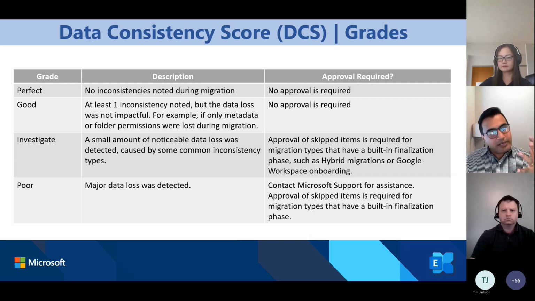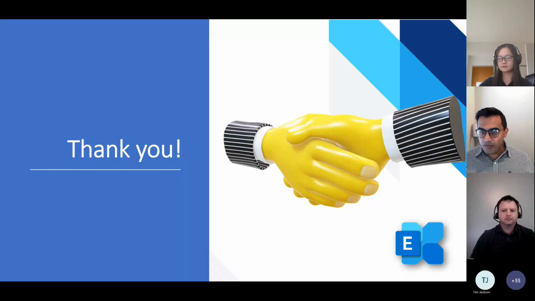Poor. Let's say you have a migration batch of 100 users. 90 mailboxes had a good or perfect score, and 10 had a poor score. You can still go ahead and approve the batch, but those 10 mail users won't go forward, and you will work with Microsoft support to complete the migration. And that is what we have for DCS. And that's the end of the presentation.